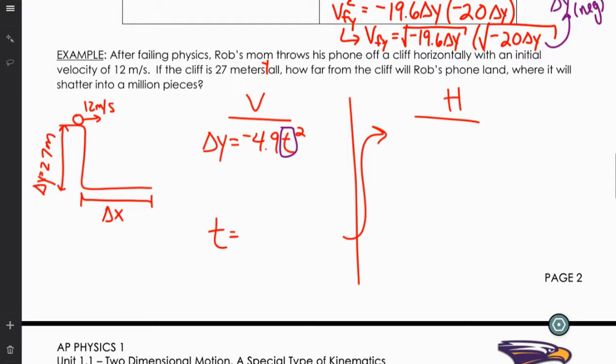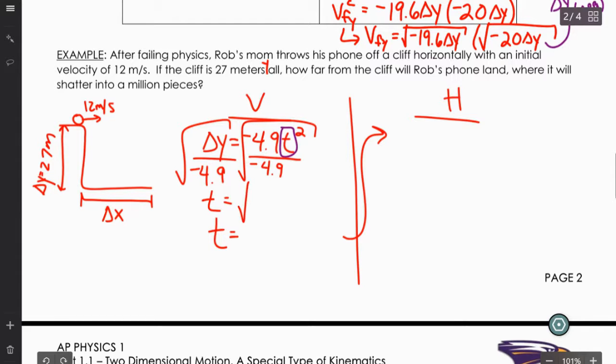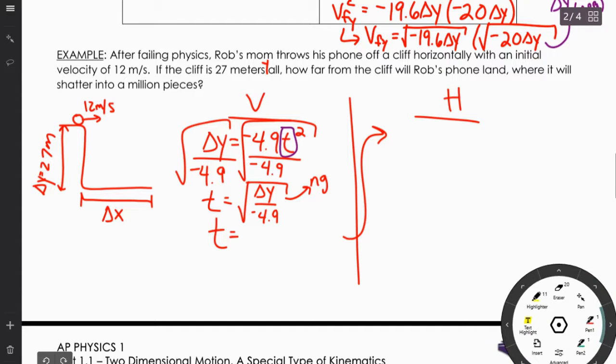So we're going to divide by negative 4.9. And then ultimately we're going to take the square root, because this is t squared. So it's going to be the square root of delta y over negative 4.9. Now, you have to be careful: you have to make sure that delta y is negative, because the object is falling down.